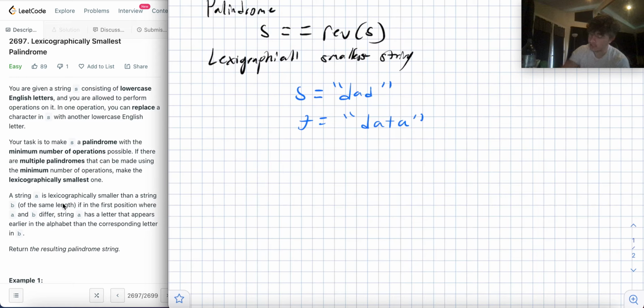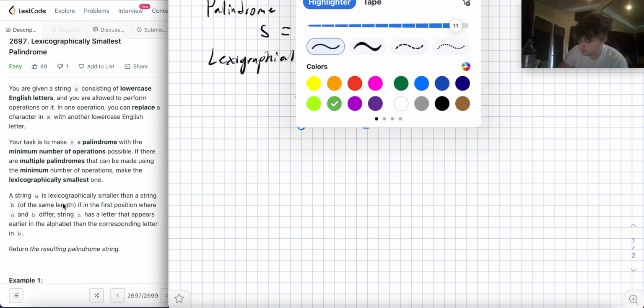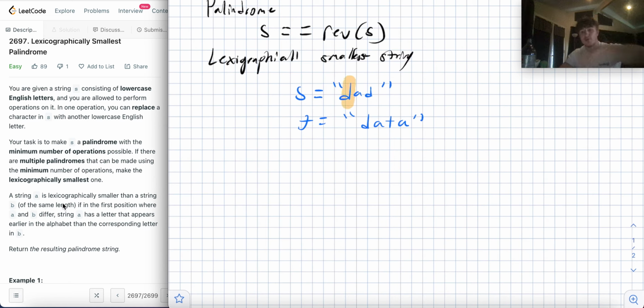Well, you look at the first letter and you say, okay, they're the same, so they'd both be in the D section. You look at the second letter, they'd both be in the DA section. And then the first letter that's different is this D and this T. So which one comes first? Well, dad would come first because D comes before T. So it's the first letter that's different. Whichever one comes earlier in the alphabet will come first in a lexicographically sorted system.